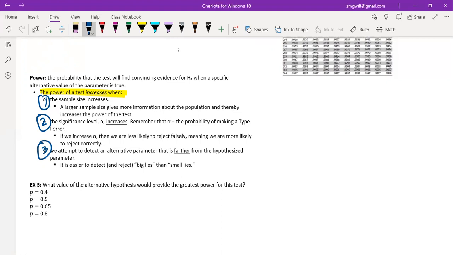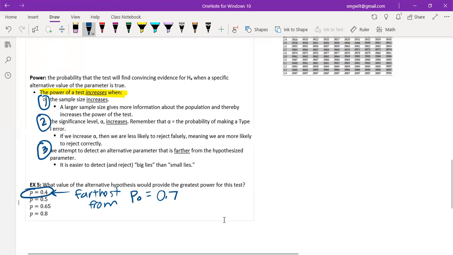Okay, so remember that the further it is from the hypothesized parameter, the better. Okay, so in example 5, what value of the alternative hypothesis would provide the greatest power for this test? Remember that our null hypothesis included the p-naught value of 0.7. So we're looking for which one is the farthest from 0.7, and that would be 0.4. So 0.4 would be the correct answer here because that would increase our power.